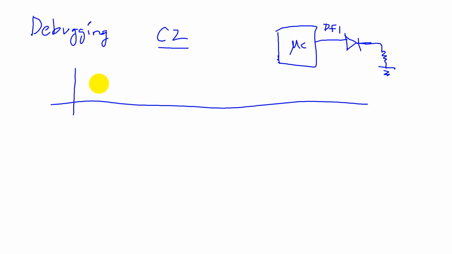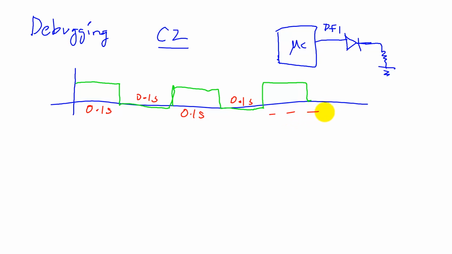That is, we would have the LED on for a certain amount of time, off for a certain amount of time, on again, off again, and so on. So the specification told us that we should have it on for 0.1 second, off for 0.1 second, on again for 0.1 second, off again for 0.1 second, and so on.